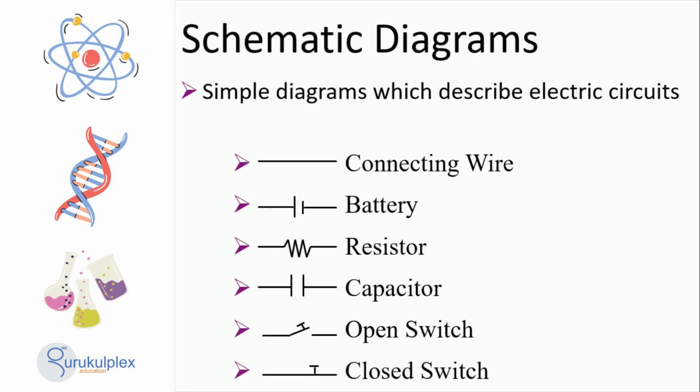Schematic diagrams allow us to easily represent and understand the components and design of an electrical circuit. These diagrams demonstrate the relationship between components through simple symbols. For example, a line represents a connecting wire, a rectangle is a battery, a zigzag line is a resistor, 2 parallel lines with a gap is a capacitor, a rectangular box with a diagonal line through it is an open switch, and 2 parallel lines is a closed switch.